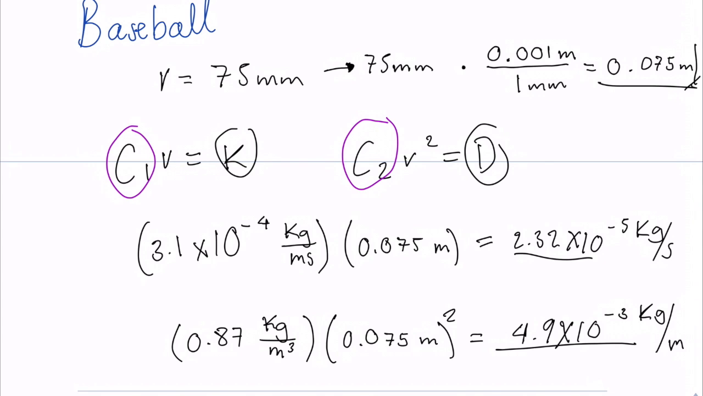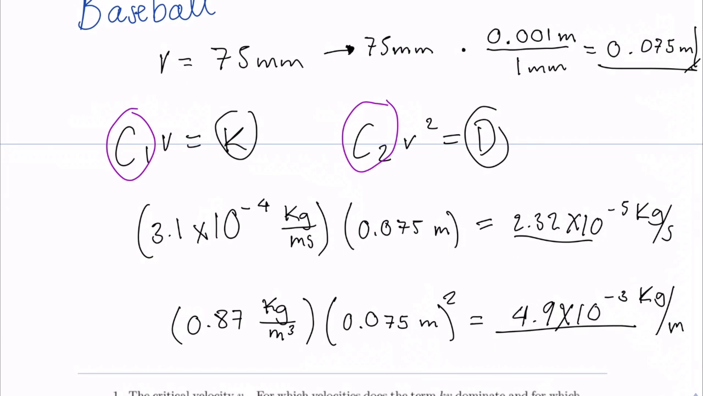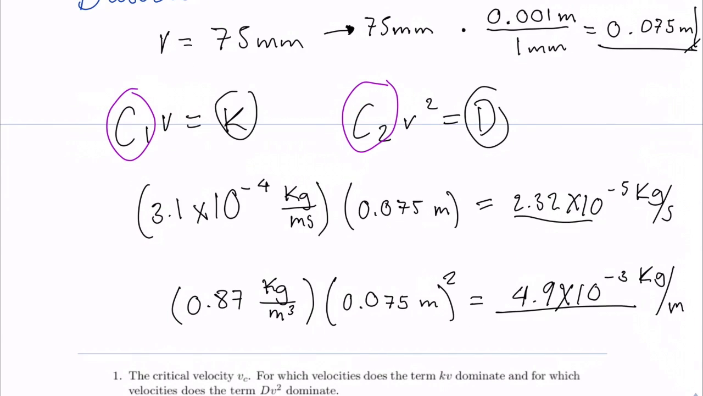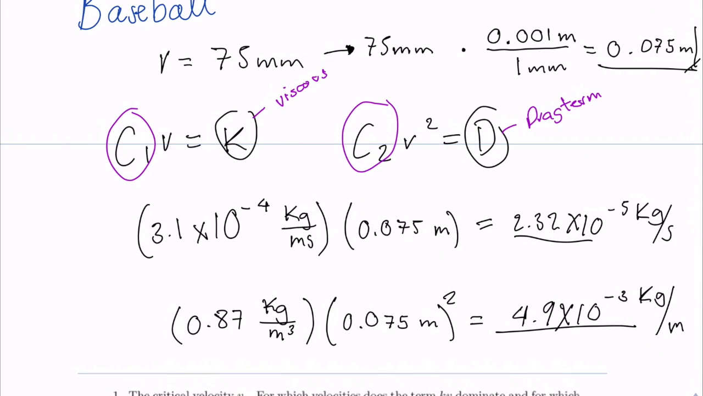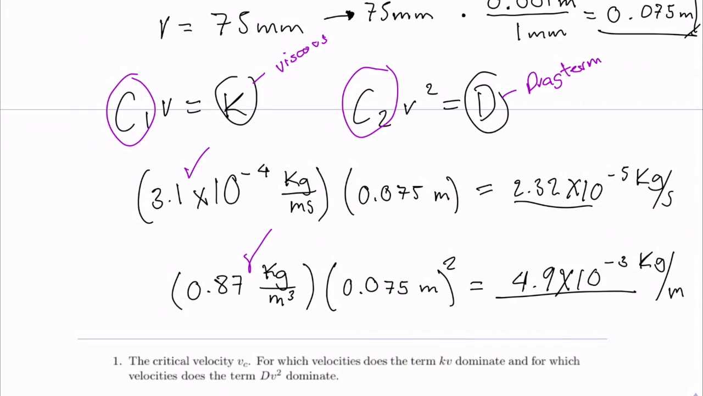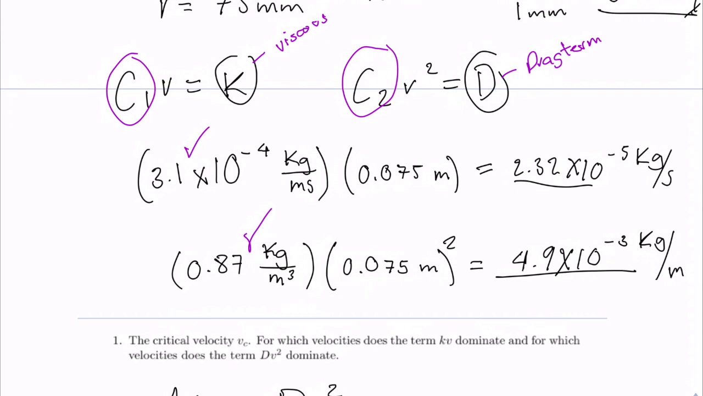The baseball has a diameter R of 75 millimeters. This is equivalent to 0.075 meters. Then we're going to use it to get the coefficient of the viscous term and the coefficient of the drag term. Here we need two other coefficients that are from the medium, air resistance. We already have them here and here. So we plug in the diameter R, and we get two results. This is k and this is d.